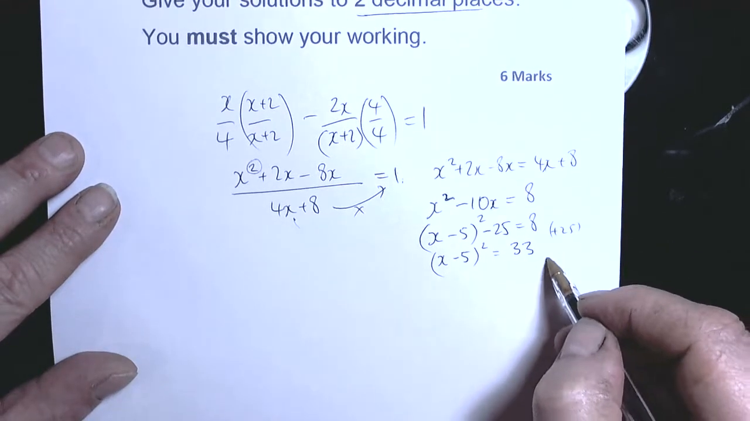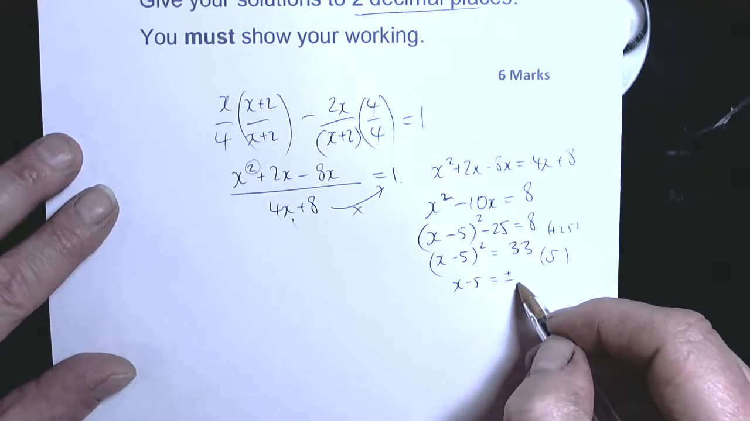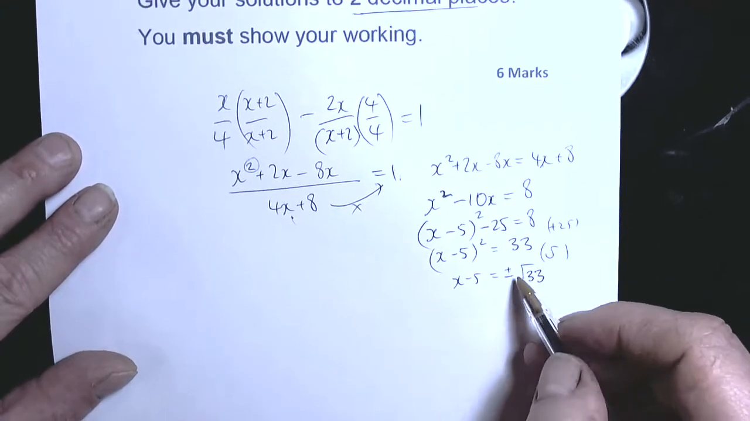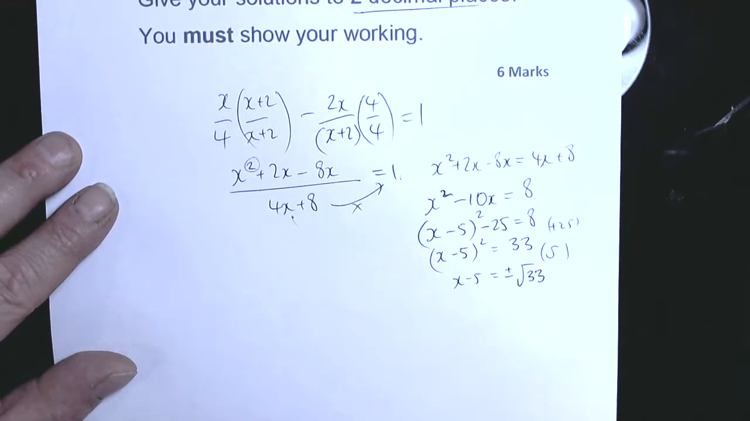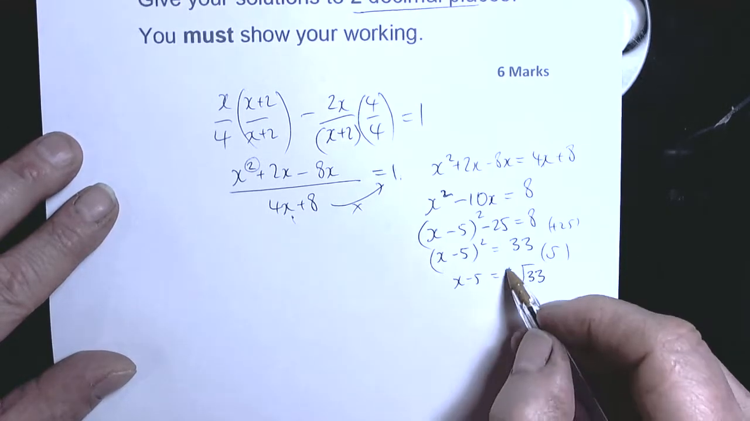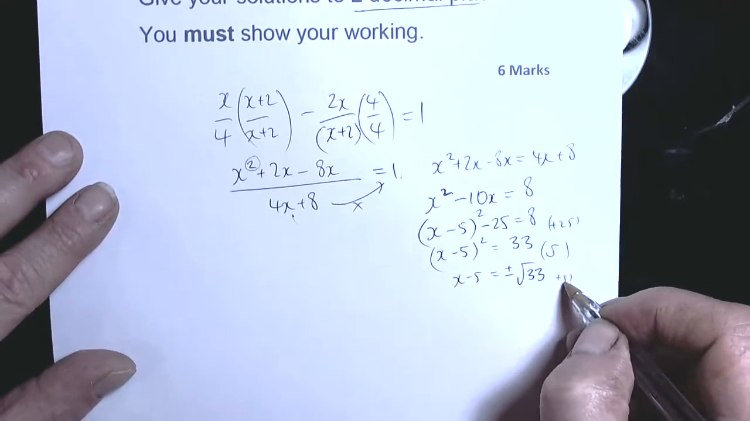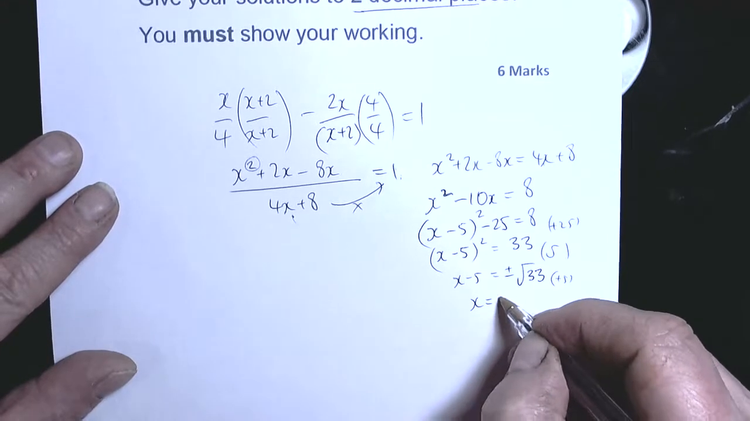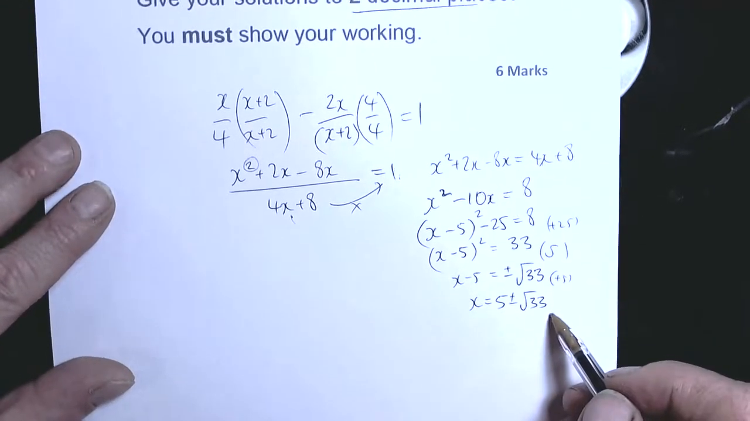We then add 25 to both sides, so we end up with x take away 5 all squared equals 33. We then square root. So we end up with x take away 5 equals plus or minus the square root of 33. Must be really careful here, guys. When we're square rooting in solving equations, we must remember that there's two possible answers, the positive and the negative. And then we add 5 to both sides, so we end up with x is equal to 5 plus or minus the root of 33. So this will give us our two solutions.